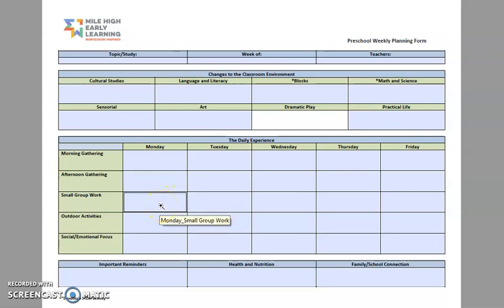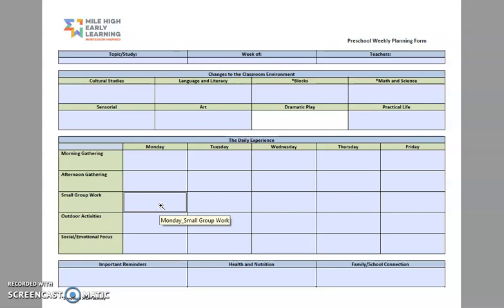Small group work is just what it states. This is the activities that you are going to be doing during work cycle time that are small group activities that are geared towards individualization for children, but also probably in relation to your topic of study and also in relation to the interests and ideas of the children that you're working with.